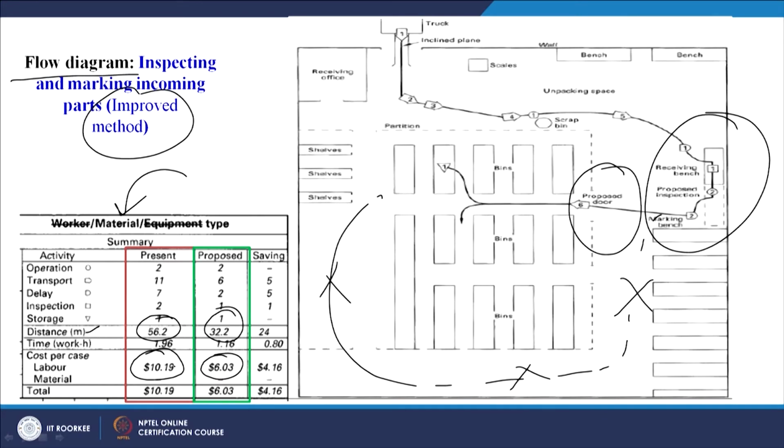So we can see just by rearranging the facilities on the shop floor, by redesigning our layout, we have been able to have substantial savings. And how were these savings possible? Only because of the questioning technique, asking why the work is being done in that manner. So with this we conclude today's session. In the next session we will discuss the next steps that are followed in our systematic method study approach. Thank you.